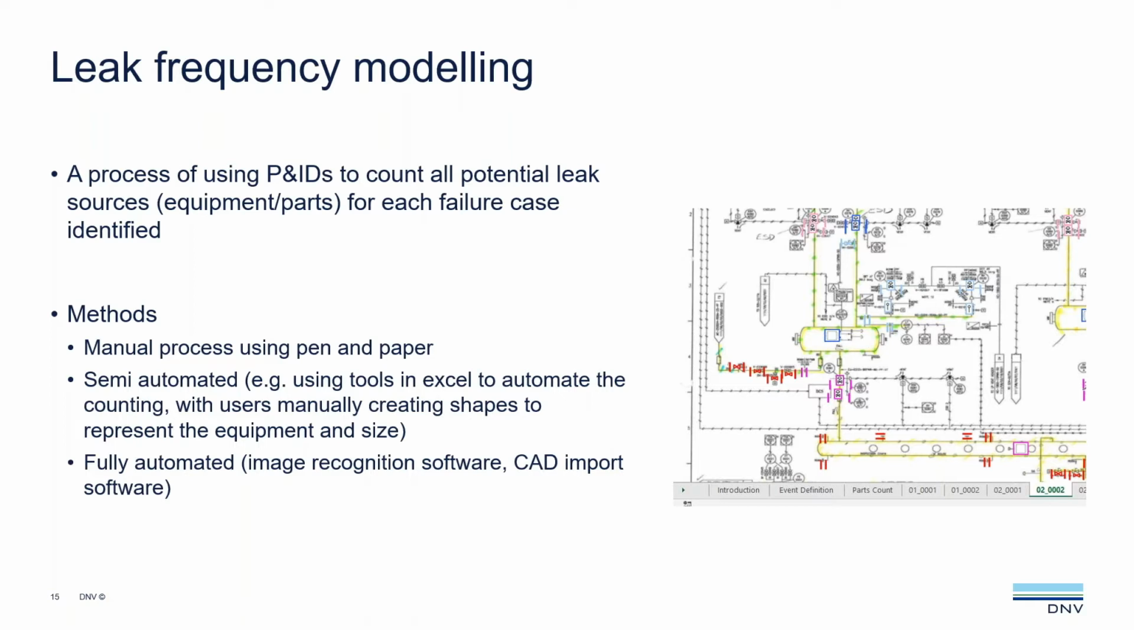A fully automated solution would involve either some image recognition software or some CAD import software, where that fully automated solution could automatically recognize the equipment on the P&ID images and would also automate the counting process. So this fully automated solution would be the most efficient way of going about a parts count.